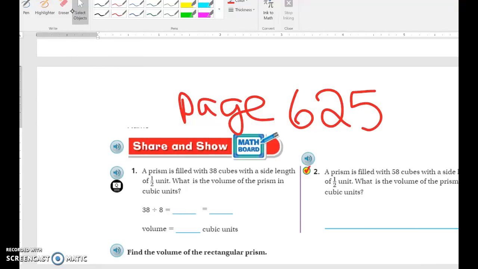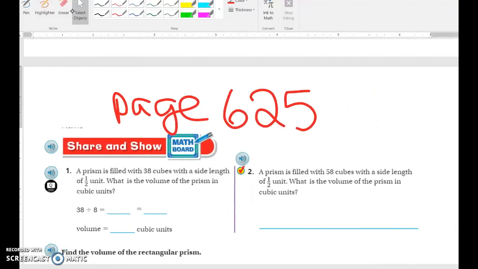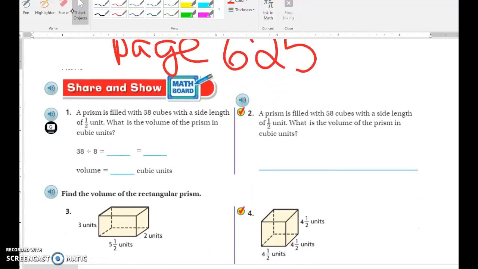Okay. So a prism is filled with 38 cubes with a side length of half a unit. What is the volume of the prism in cubic units? Well, 38 divided by 8 is 4 with 6 left over, 4 and 6/8, right? Which is 4.75. So the volume is 4.75 cubic units.